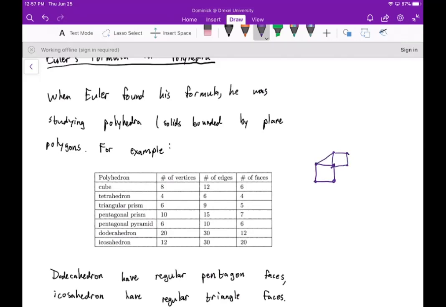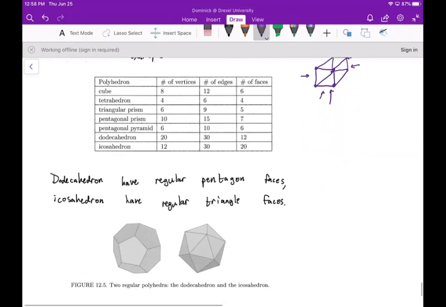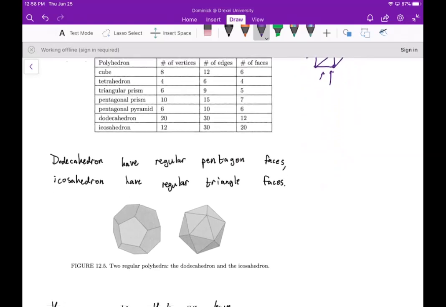And now I have 8, 9, 10, 11, 12 edges. And if you count the faces, it looks like you have the bottom, the top, and then the left, the right, and then the front and the back. Right? So we do get 6 faces there. And you can extend this to, for example, the tetrahedron, triangular prism, pentagonal pyramid, dodecahedron, and icosahedron. Now, the dodecahedron has regular pentagon faces, and it's shown right here. And the icosahedron has regular triangle faces. It looks something like this.